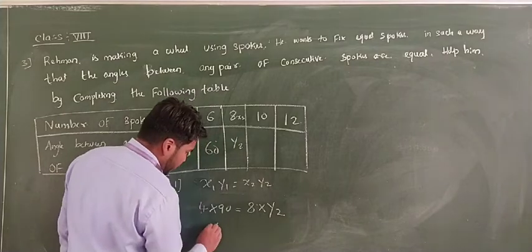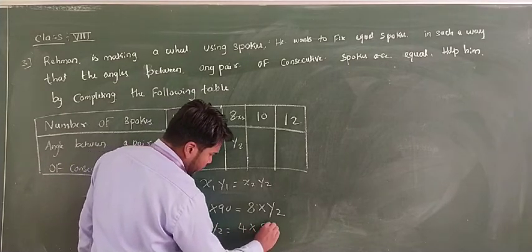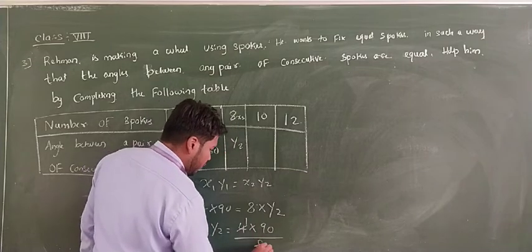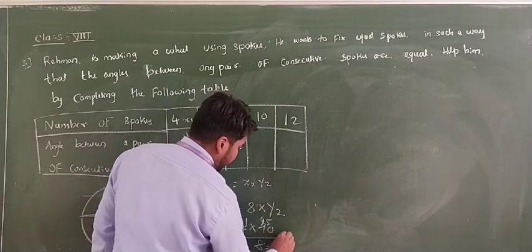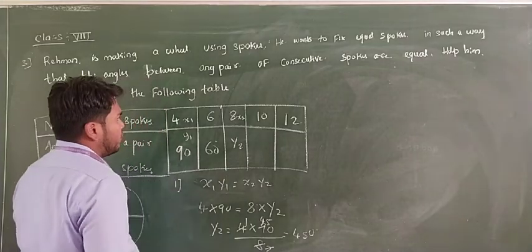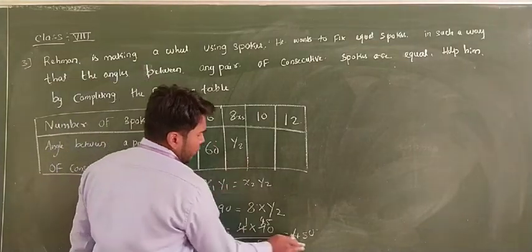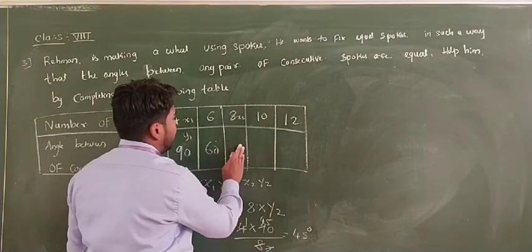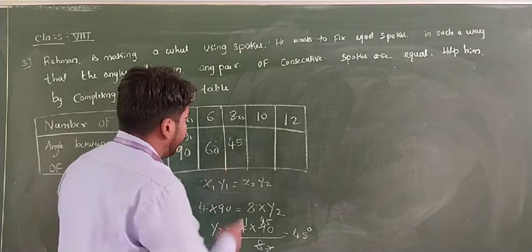Now y2 is equal to 4 into 90 divided by 8. So 4 ones are 4, twos are 8... 2 fives are 10, 1 remains, 2 fives, so 45 degrees. So if the number of spokes is 8, then the y2 value will be 45 degrees. Okay, so the y2 value we got is 45 degrees. Similarly, we will check for 10 also.